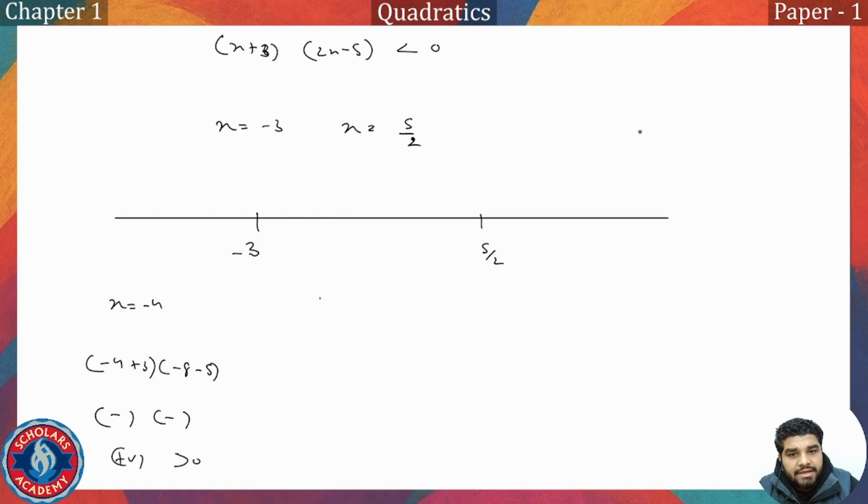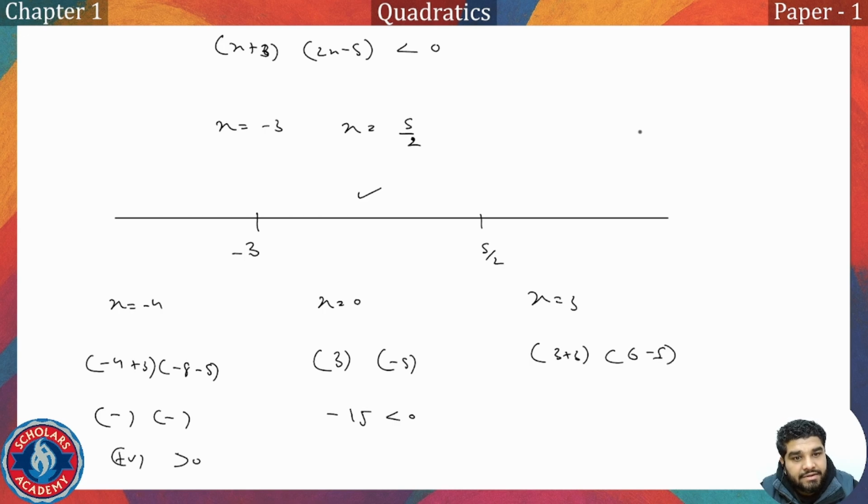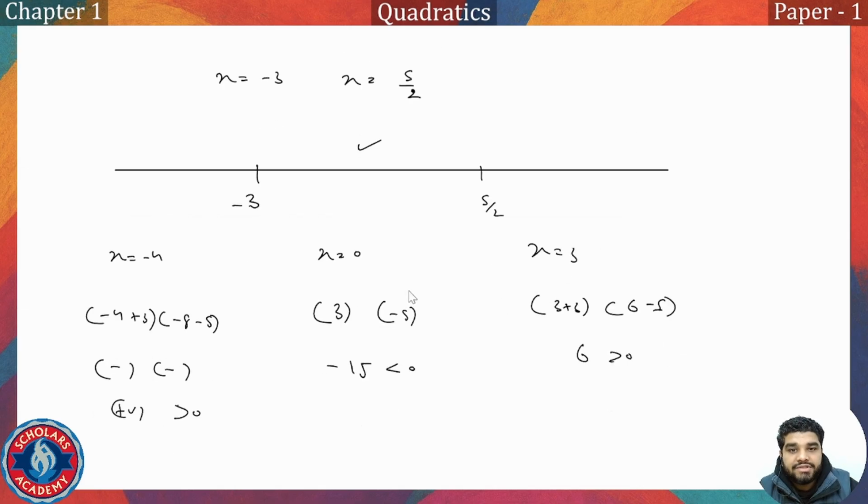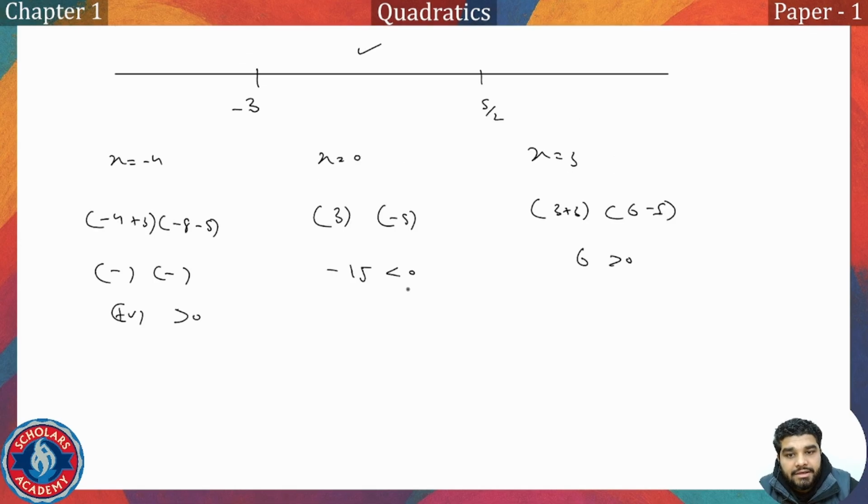So if I take x is equal to 0, what I get is 3 and minus 5. So I get minus 15, which is actually less than 0. So yes, we'll take this interval. If I check over here, if I take x is equal to 3, I get 3 plus 3 is 6, and 6 minus 5, so what I'm getting is 6, which is greater than 0. So I'll not take this interval. So the interval which satisfies our inequality is when negative 3 is less than x is less than 5 by 2. I hope it is clear. Let's move forward.